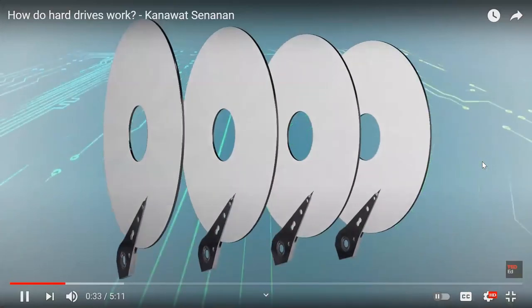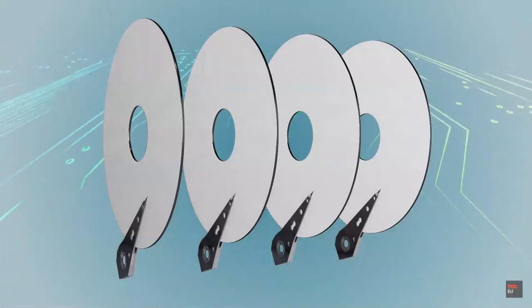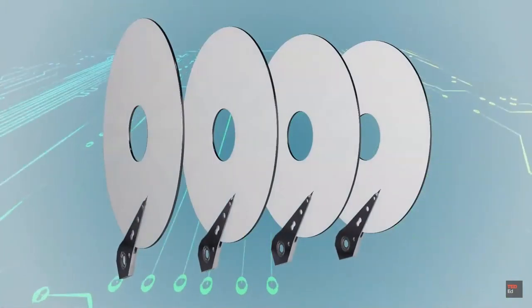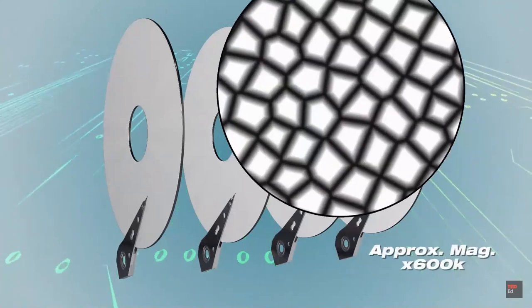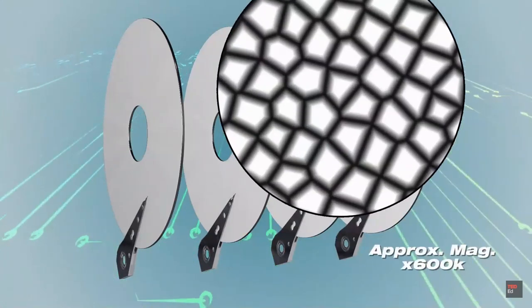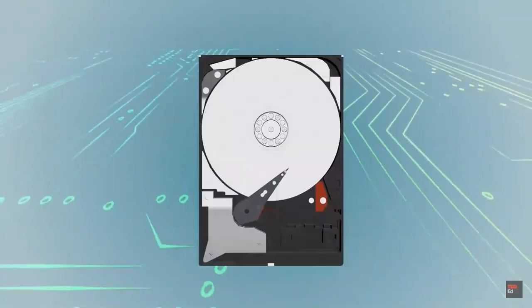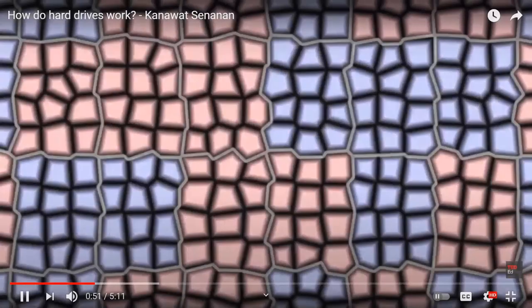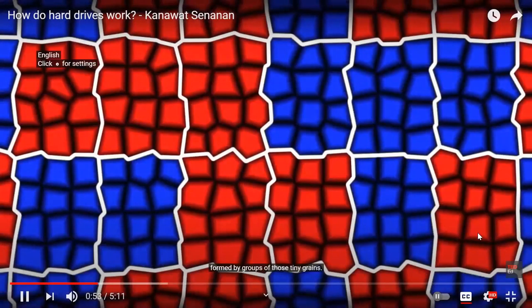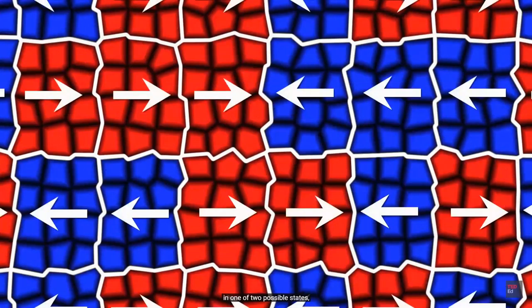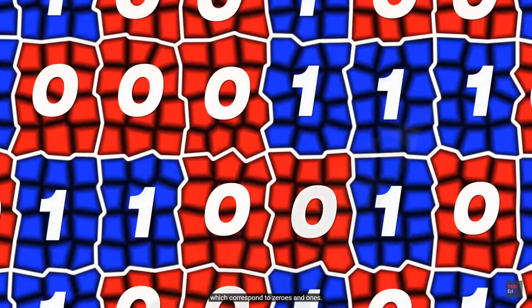At the heart of every hard drive is a stack of high-speed spinning disks with a recording head flying over each surface. Each disk is coated with a film of microscopic, magnetized metal grains, and your data doesn't live there in a form you can recognize. Instead, it is recorded as a magnetic pattern formed by groups of those tiny grains. In each group, also known as a bit, all of the grains have their magnetizations aligned in one of two possible states, which correspond to zeros and ones.